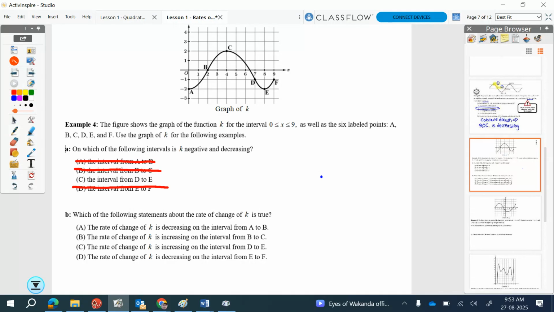Which of the following statements about the rate of change is true? So let's just read what it's saying. It says the rate of change is decreasing, the rate of change is increasing, decreasing. All right. So it's looking at whether it is increasing or decreasing. So that means we want to know whether it is concave up or concave down. So this first one says the rate of change is decreasing. Does that mean the function needs to be concave up or concave down?